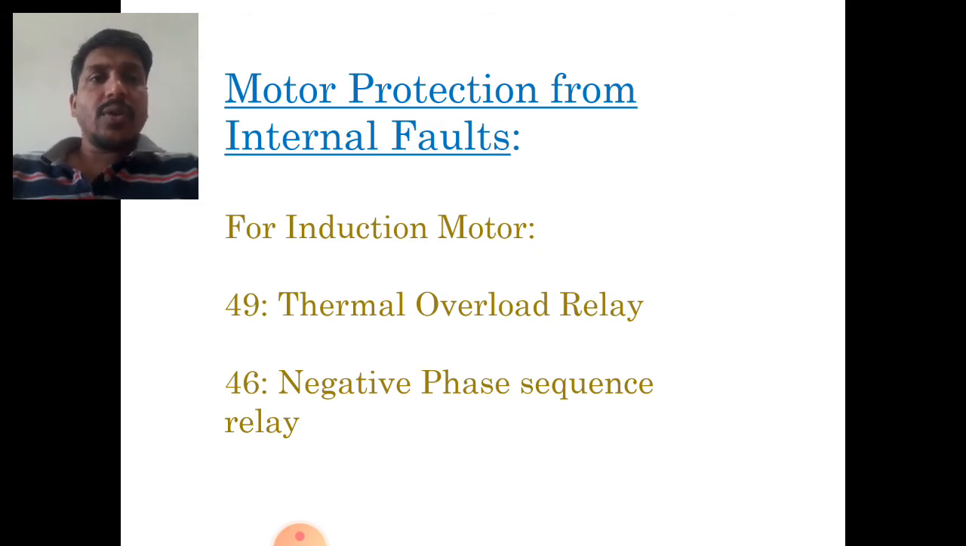That's why you have to protect the motor from negative phase sequence, and that is why we use the 46 as a negative phase sequence relay. Okay, so these are the two types of relays used for induction motors to protect from internal faults.